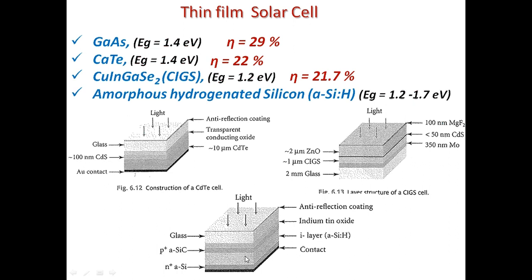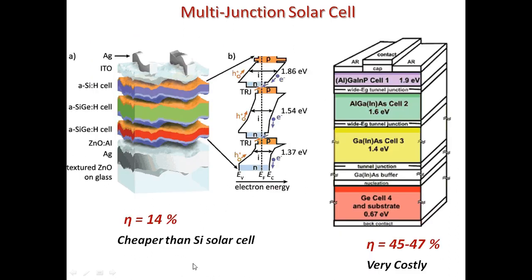So the amount required is very less in this case. This is the multi-junction solar cell.